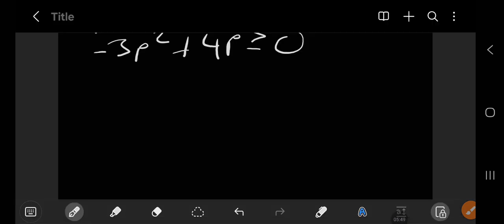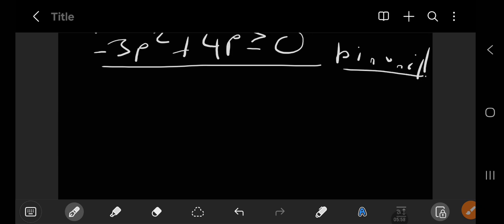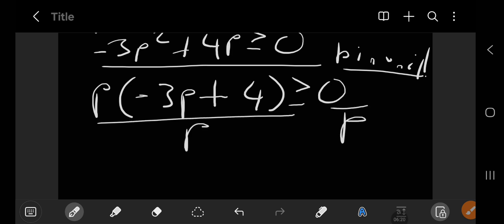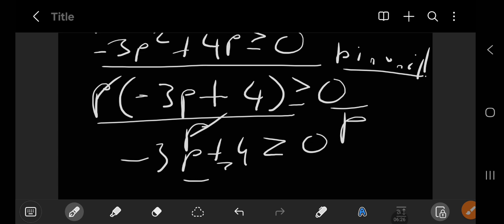When we have p squared and p in both terms, we're dealing with a binomial here. Because it's a binomial, we can take out a common factor of p. Then we have negative 3, because it's p squared, it multiplies by itself, p times p, then plus 4, greater than or equal to 0. Then we could divide both sides by p, and we have negative 3p plus 4 greater than or equal to 0. Transpose: negative 3p is greater than or equal to negative 4.